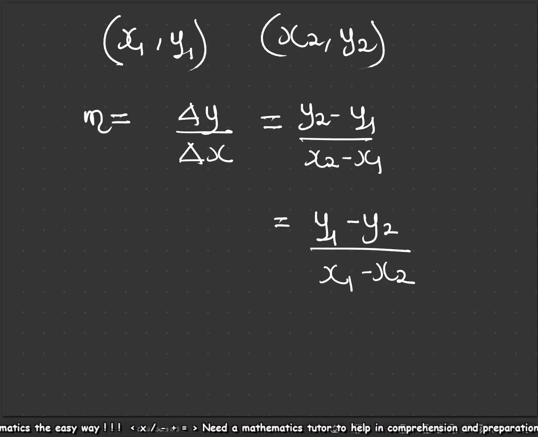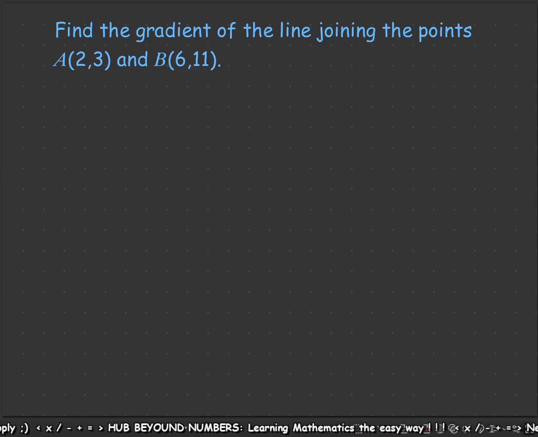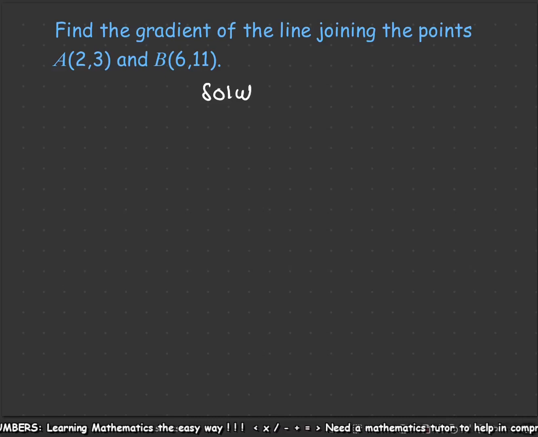So let's look at some examples here. For our first question, we have to find the gradient of the line joining the point A, which has coordinates 2, 3, and B, which has coordinates 6, 11. So our solution.